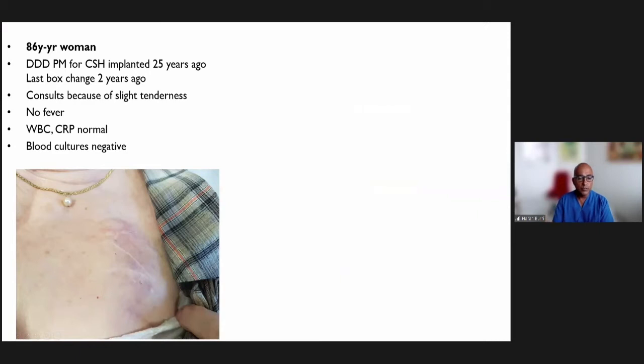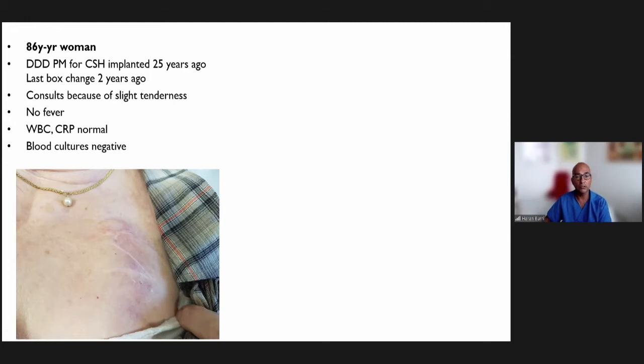This is just an example of a patient in whom the diagnosis was quite difficult. An elderly lady who had several box changes, leads implanted over 25 years ago, and she comes because of some slight tenderness and then some very slight redness over the pocket area. But all the blood tests are completely normal. The question is, what do you do with this patient?